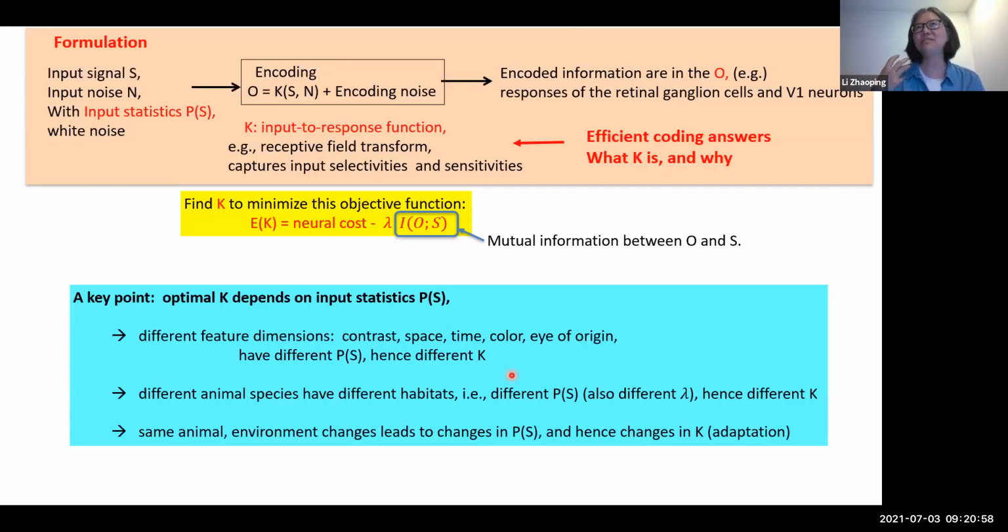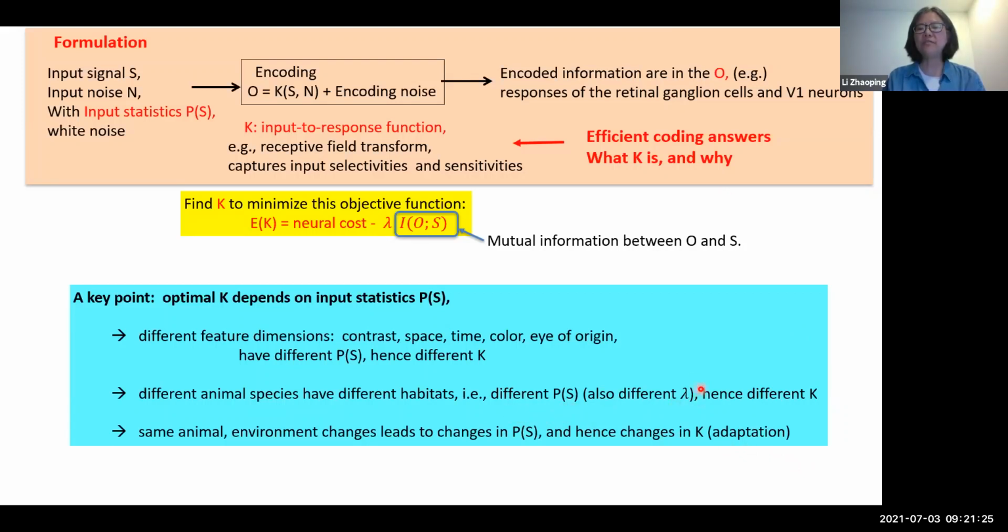That's very satisfying for computational neuroscientists as well as experimental biologists, because you can link your finding in your particular animal, this species, with another finding in a different animal, a different species in a different situation. That's very nice. Different animal species have different habitats, so they will also have different statistics.